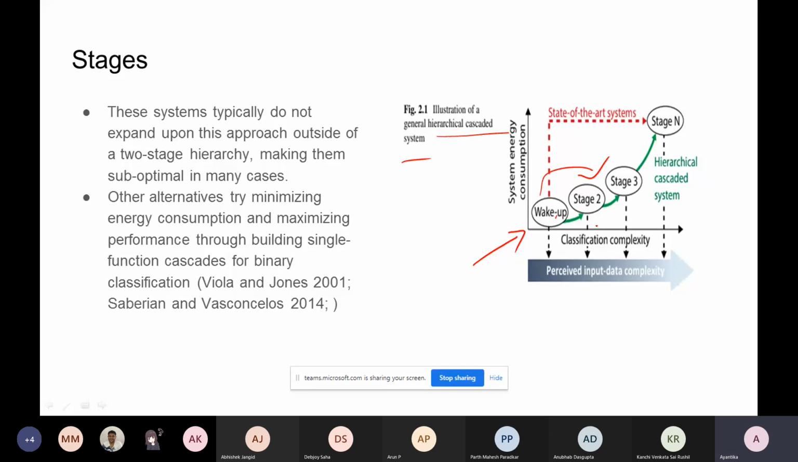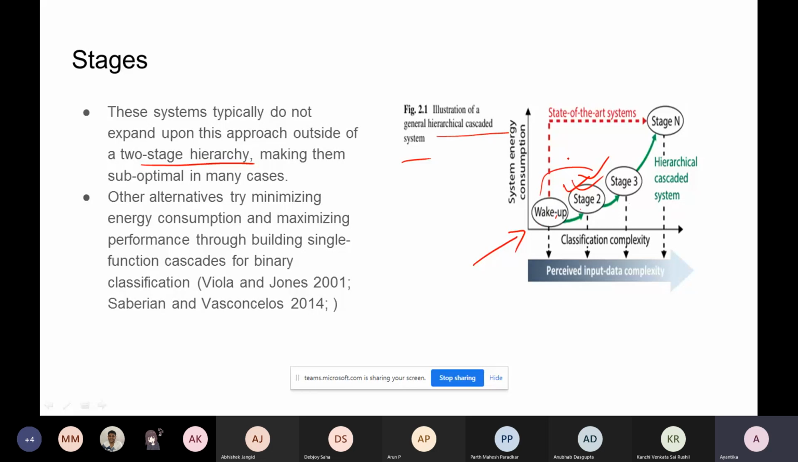We have to see, whenever we define this type of cascading or hierarchy, what typical operators or features we have to consider in each stage to make this hierarchy meaningful and acceptable. This system typically does not expand this approach beyond a two-stage hierarchy. It is for comparatively simpler applications. There are two stages: the first is the wake-up stage, and the second is the actual classification or detection. But in a multi-class scenario, as we proceed, we will see with some examples.